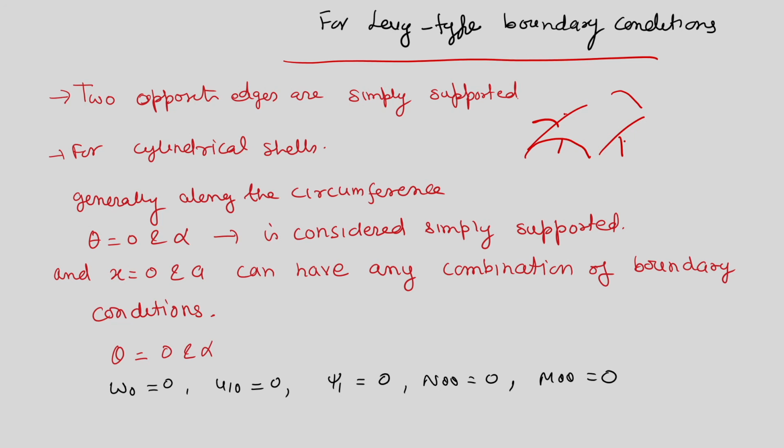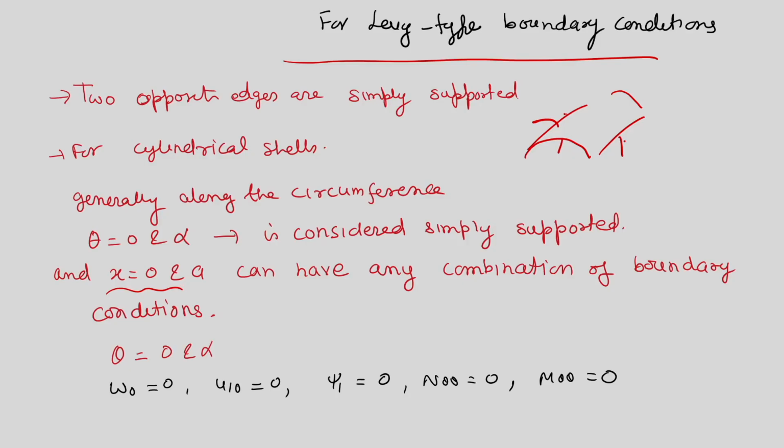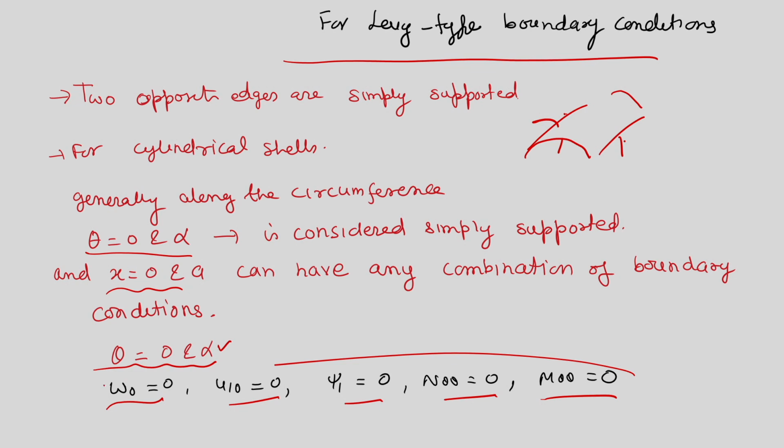In the case of a cylindrical shell, generally along the theta direction, theta equal to 0 and theta equal to alpha is considered simply supported. The other axis, which is x equal to 0 and x equal to a, can have any combination of boundary conditions. In the present case, if we assume that theta is equal to 0 and alpha are simply supported, the following variables are to be 0.